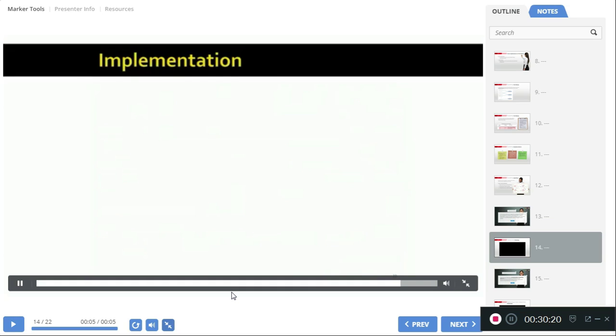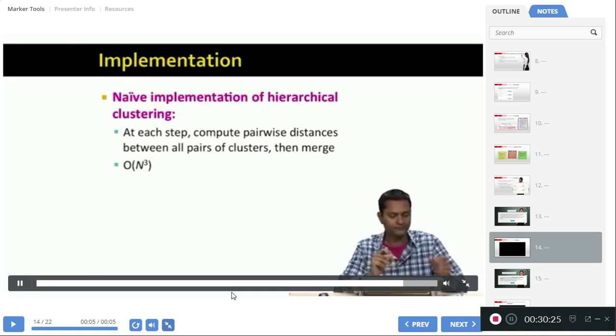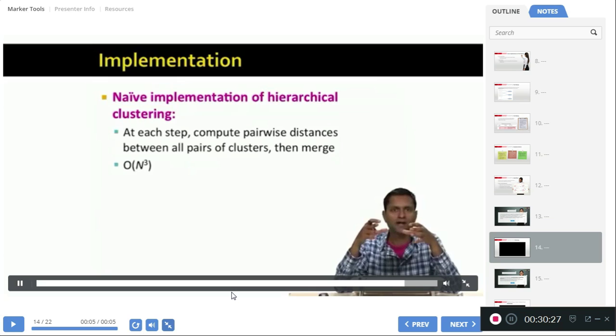We turn now to implementation of hierarchical agglomerative clustering. At each step in hierarchical clustering, we need to find the closest pair of clusters and merge them. In order to find the closest pair of clusters, we need to compute pairwise distances between all pairs of clusters. Since we start with each point in its own cluster initially, there are order n clusters where n is the number of points, and therefore computing pairwise distances takes time order n squared. Overall, we might have to do order n steps of merging, and therefore the overall complexity of hierarchical agglomerative clustering is order n cubed.